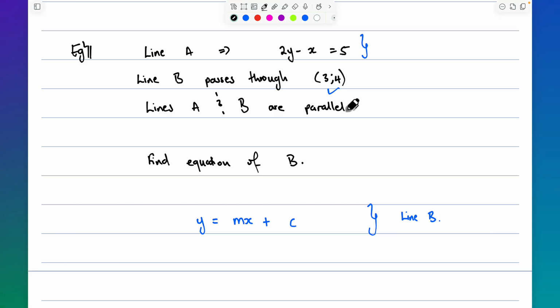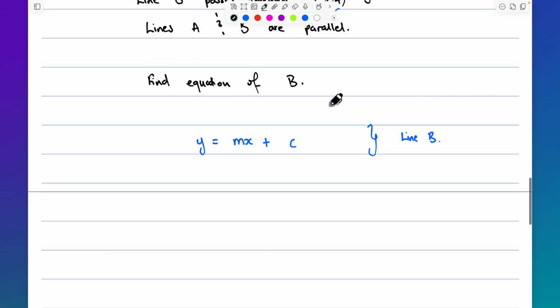Okay, lines A and B are parallel. This tells us that as long as we know the gradient of this line, this is going to be the gradient of A, but it's also going to be the gradient of the line B, because the two lines are parallel, their gradients are equal. So even though we don't have enough information on this line to calculate the gradient, we can just use the information on the first line, line A. Okay, so what is the gradient of line A?